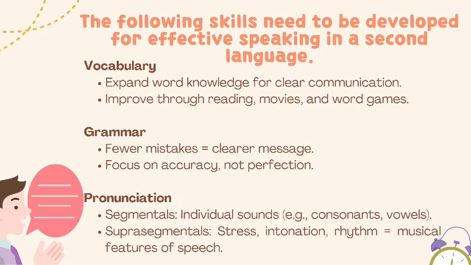So the second one is grammar. Grammar is a system of rules that helps us structure sentences properly. Even though perfect grammar is not always necessary in conversation, using correct grammar makes our message clearer and easier to understand. For example, we have here the correct and incorrect sentences. So the incorrect one is "she don't like pizza," while the correct one is "she doesn't like pizza."